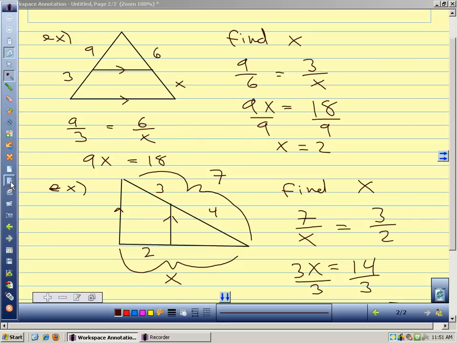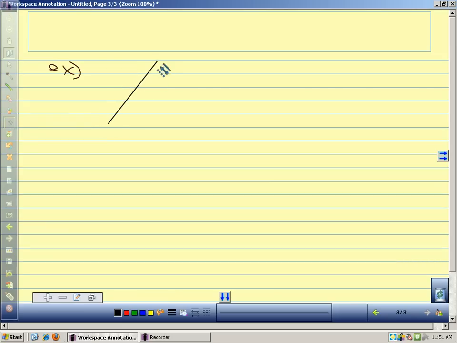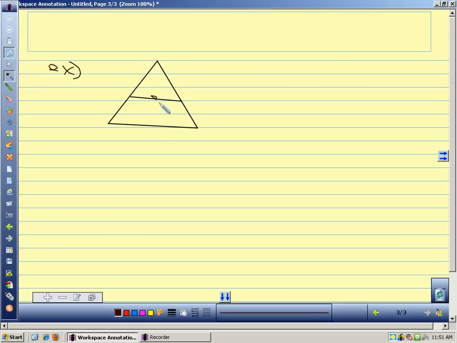Now let me do one more example with side splitting where we have to be even a little more careful. So here's my triangle for this one, and these two are parallel. Remember, the arrows mean parallel. And this is 4, and this is 6, and this is 2, and this side is x, and we want to find x.